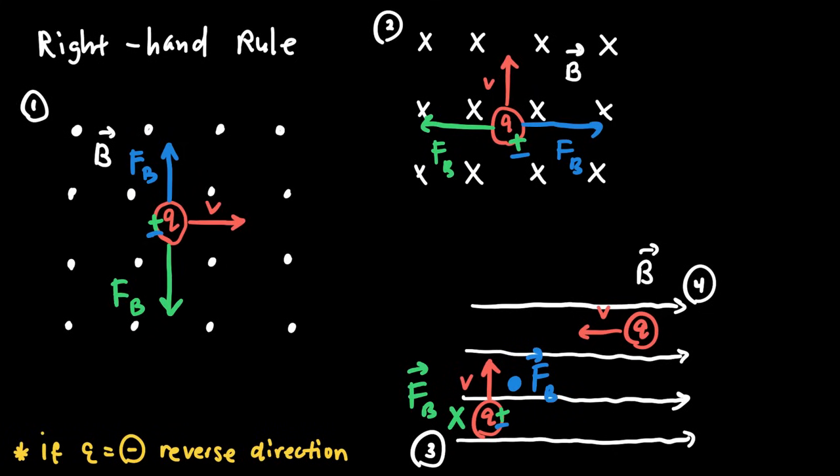And so I can represent that with the dot or the X in the same way that I represent the magnetic field with dots or X's for magnetic fields that are perpendicular to the velocity.